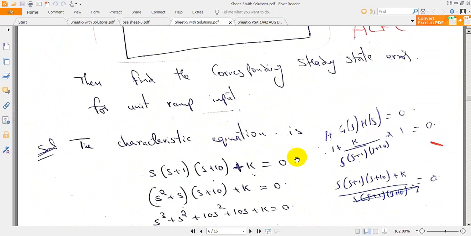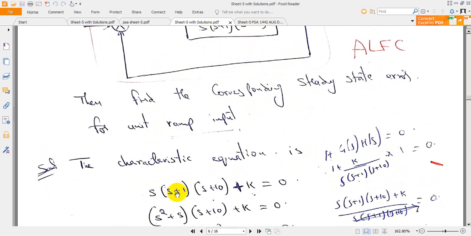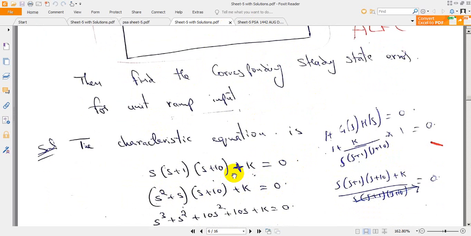To find the system stable, we need to evaluate the characteristic equation. What is the characteristic equation? 1 plus G of s into H of s is equal to 0. So s into s plus 1 into s plus 10 plus k is equal to 0. This forms your characteristic equation.